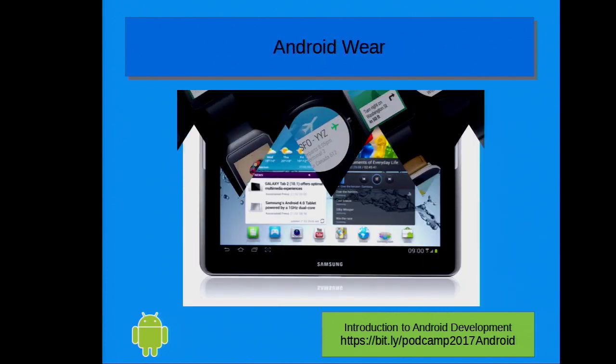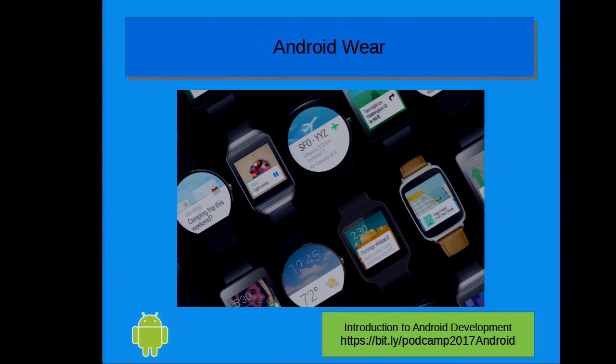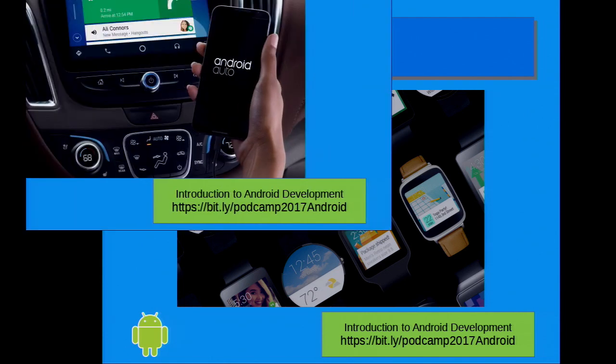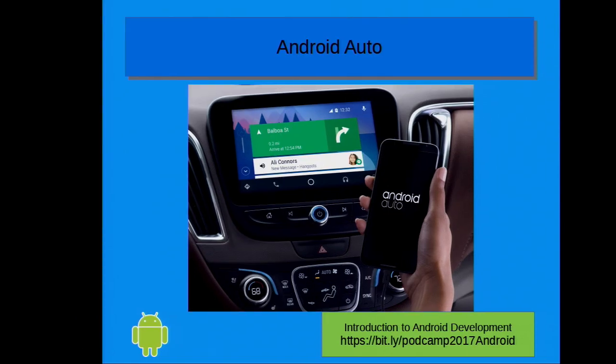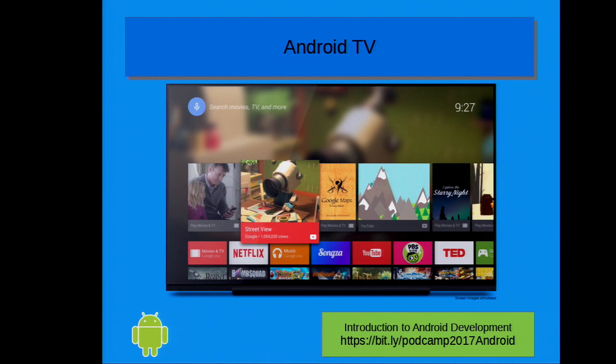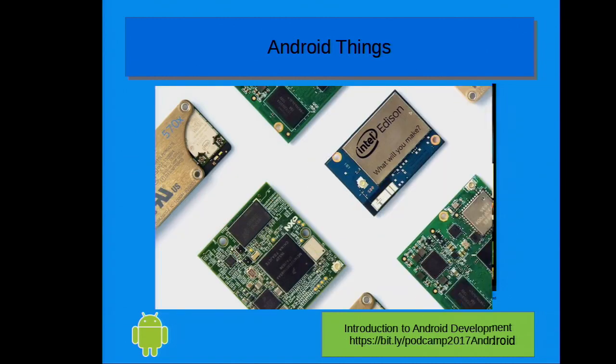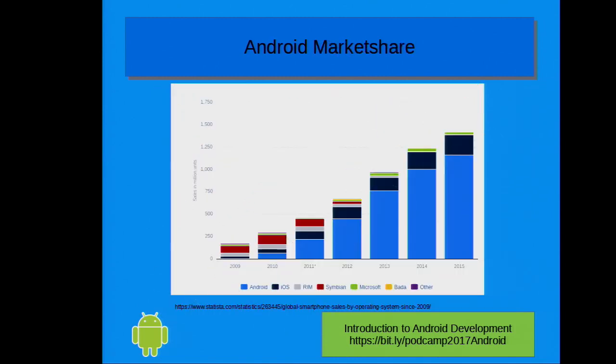It runs on tablets, surprise. It runs on Wear, which is the watches. All the watches really do is pop up notifications from your phone on your watch. There's Android Auto, which means you can do audio and text things. Android TV, should you want to watch TV. And there's Android Things: if you want to use a Raspberry Pi, you can do Android-based things on it.